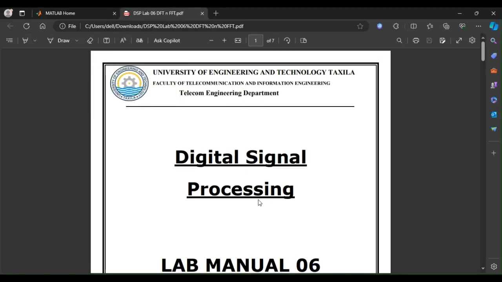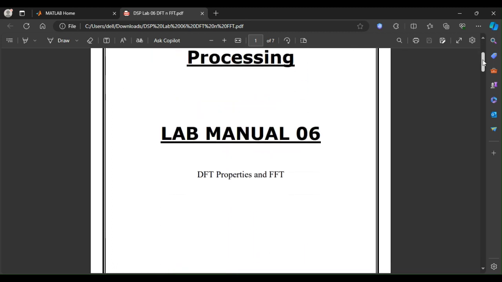This is Faryaz Javed, roll number 21 T07 from Telecommunication Engineering Department UT Texila. So today I'm going to solve lab manual 6 of digital signal processing, that is DFT properties and FFT.